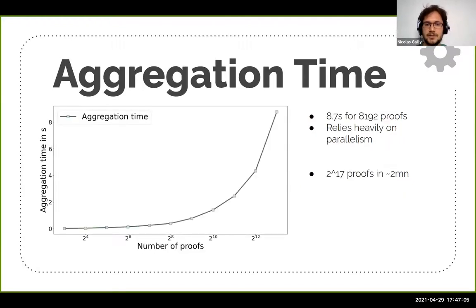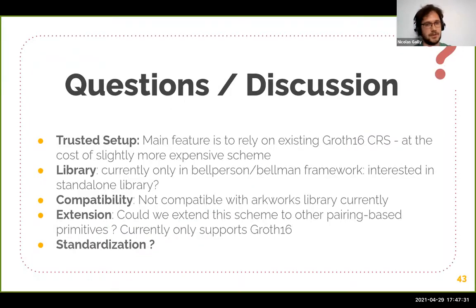And for the aggregation time, we can quickly aggregate 8,000 proofs in less than 9 seconds. Same here, it relies heavily on parallelism. And we can also, like another number that has been mentioned previously, aggregate in less than 2 minutes to the 17 proofs. That's about it for the implementation section. And I think we've set up some question and discussion items and topics, but we welcome any others.